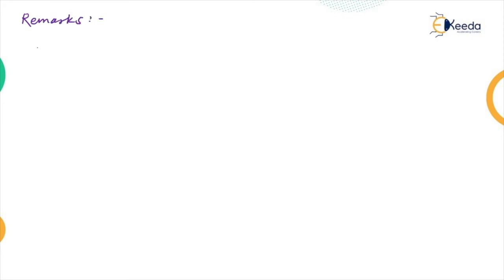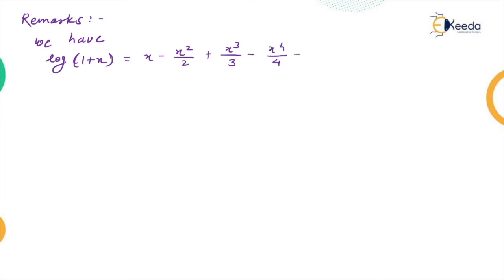Let's see. We have log of 1 plus x, right? What is the expansion of log of 1 plus x? This is simply x minus x square divided by 2, plus x cube divided by 3. Next term will be minus x raised to 4 upon 4, plus and so on. We'll get the infinite series.